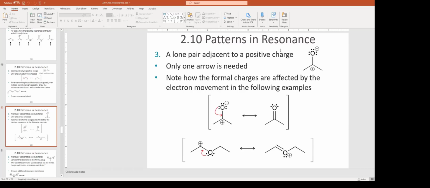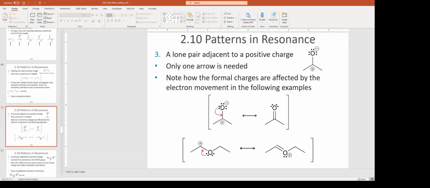All right, so lone pairs next to a positive charge. This should be a no-brainer. Electrons love positive charges. They're going to go right to it. They don't jump over the bond. This is something you should be noticing. Lone pairs can only become bonds, and bonds can only become other bonds or lone pairs. They can only be pushed next door. They don't jump. Okay.